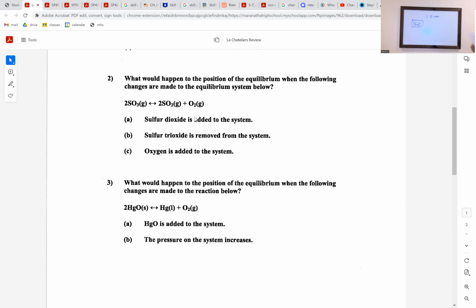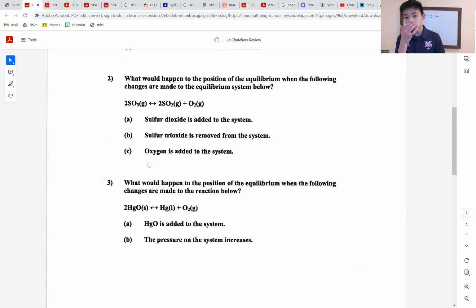Okay, so for number two, A, sulfur dioxide is added to the system. Sulfur dioxide is right here, where my cursor is. If you add sulfur dioxide, it will go to the other side, left. So it will be reversed. B, sulfur trioxide is removed from the system. Sulfur trioxide, this one on the reactant side. If you remove it, it will compensate by going to the same side. So that's to the left. That's still favoring the reactants, and that'll be reversed.